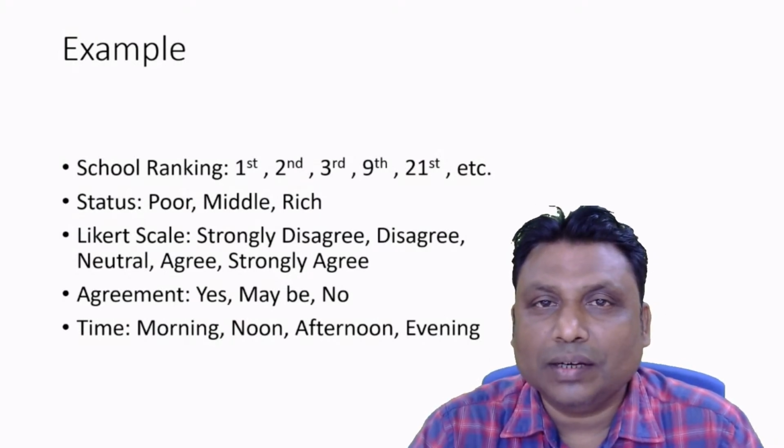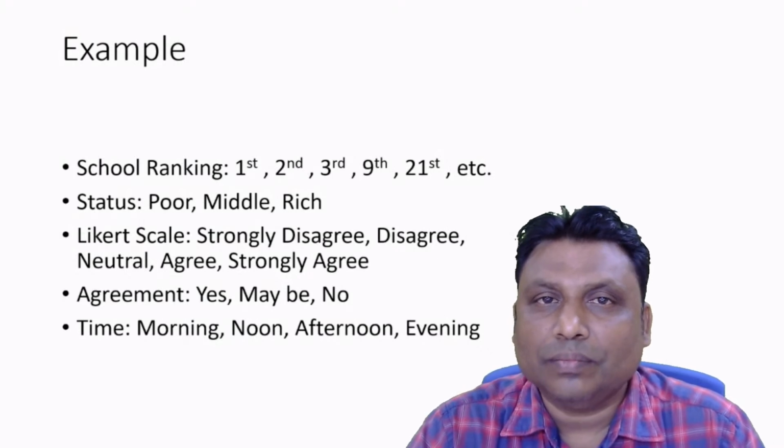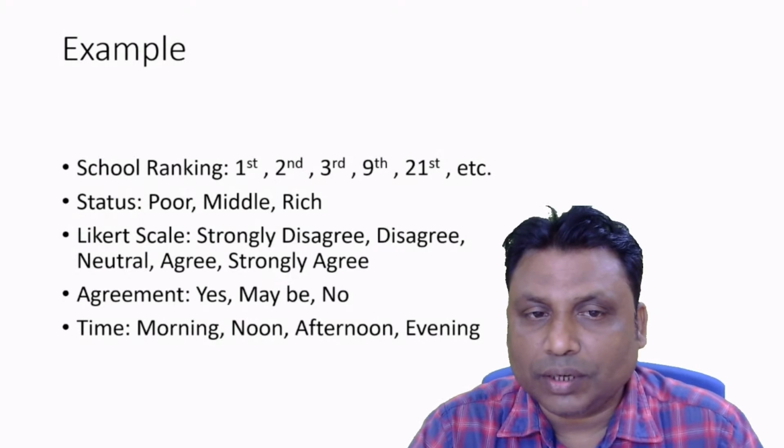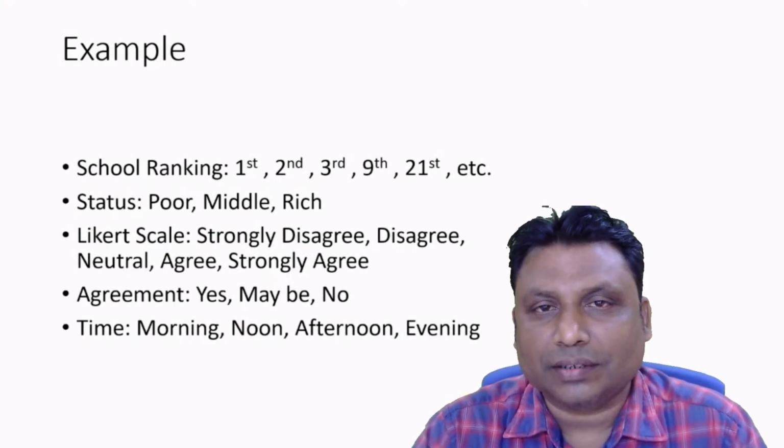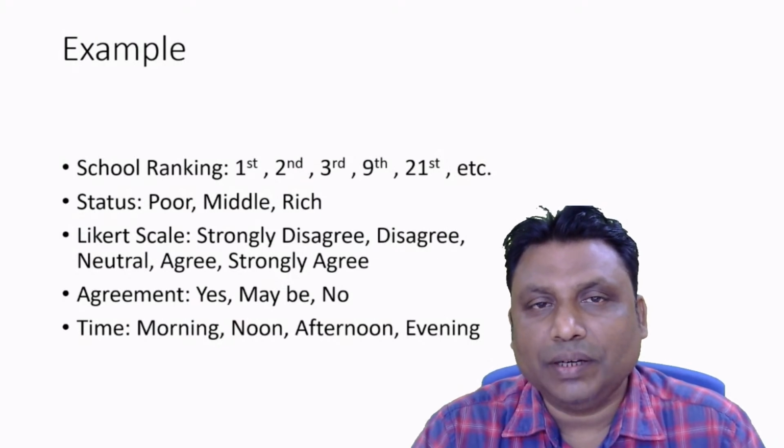So, this is also one scaling category. Ordinal, what is, you can say, ordinal scale. Status, what is your status? Either poor or middle or rich. So this is a 3 point scale.